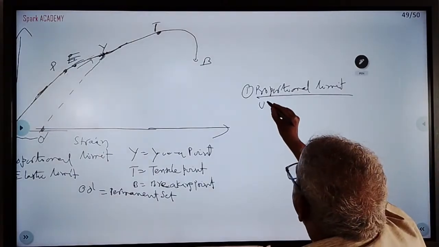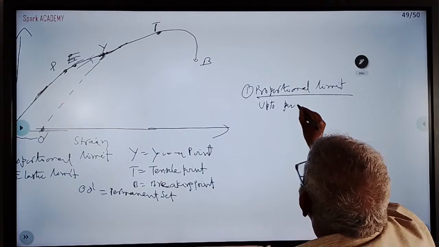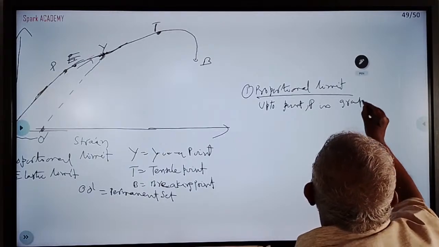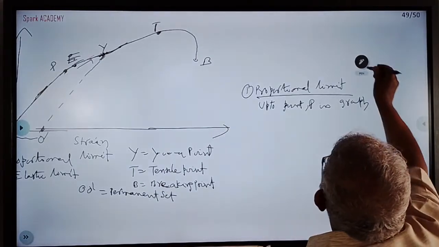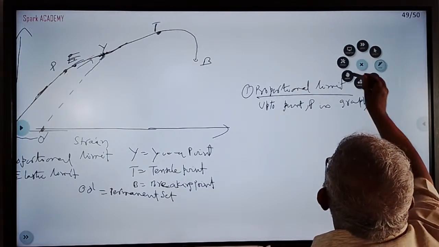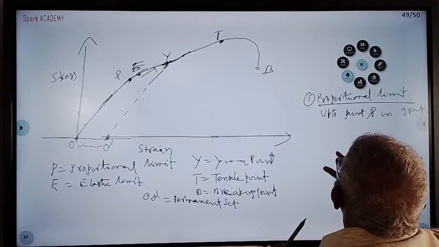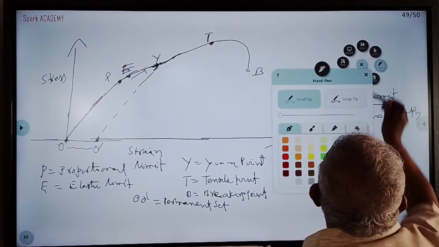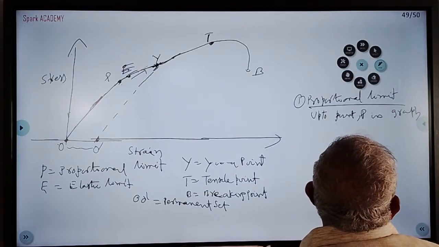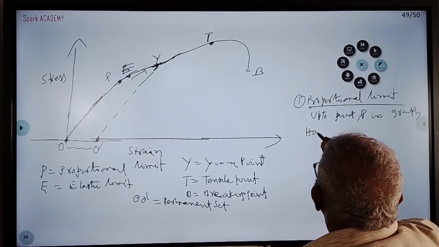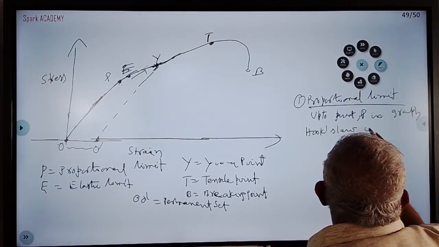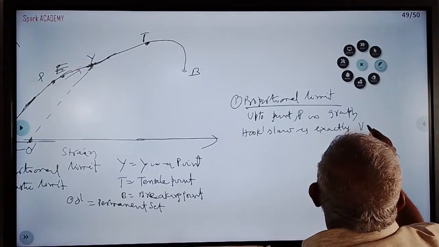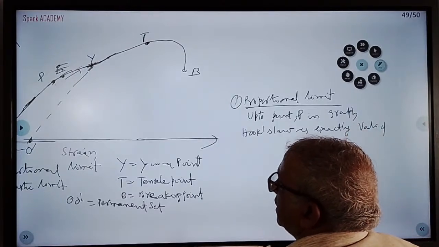Up to point P in the graph, this is the stress versus strain graph. Proportional up to point P in the graph, Hooke's law is exactly valid. Up to the proportional limit, Hooke's law is exactly valid.